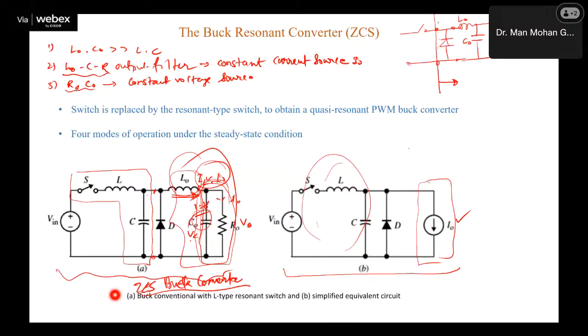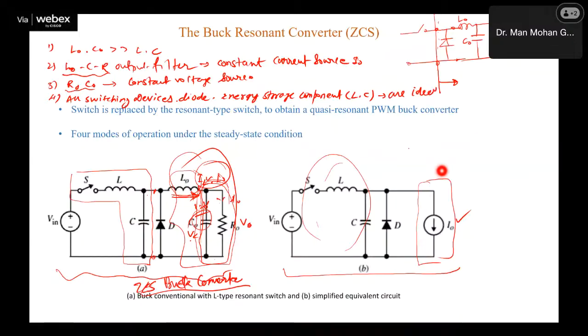And another thing is that all switching devices, diodes, and energy storage components, basically L and C, are ideal. Which is replaced by resonant type circuit to obtain a quasi-resonant buck converter.